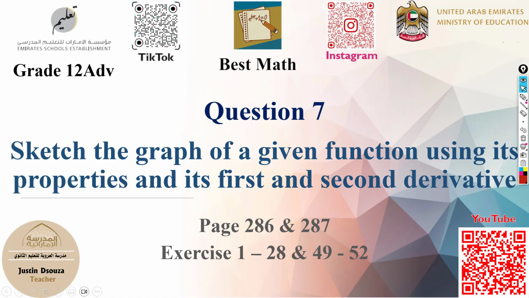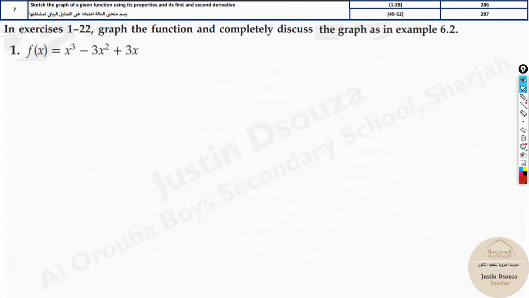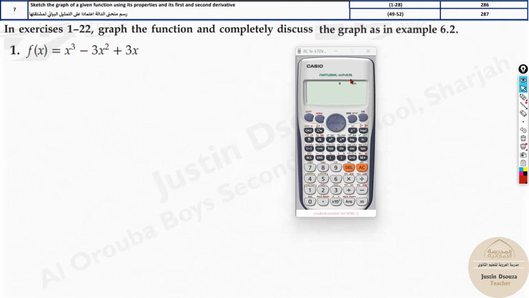Question 7 is to sketch the graph using the first and second derivative tests. Now there are different ways you can do the first derivative test, second derivative, find the concavity and all that. But I will tell you the easiest of all methods. We need the calculator for this. In your calculator, type this equation as it is. Use alpha x cube minus 3 alpha x squared plus 3x.